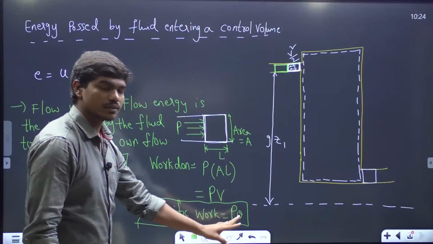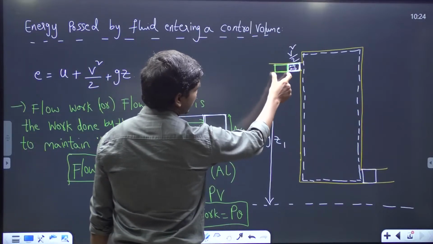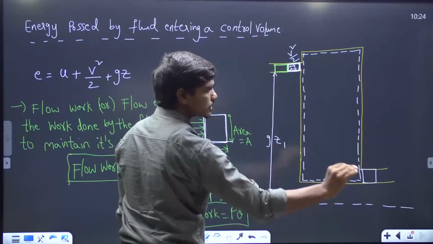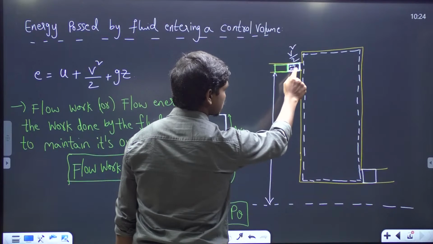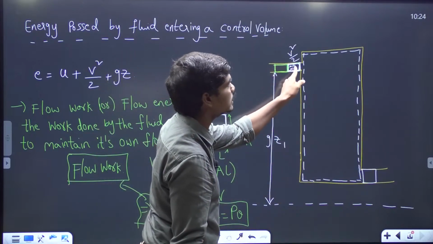So this is for unit mass flow. Now if you see, this green color block is doing some work on this white block to put it into the control volume, correct? If this block is doing some work on the preceding block, then the work done by this block is stored as some energy in it, correct?